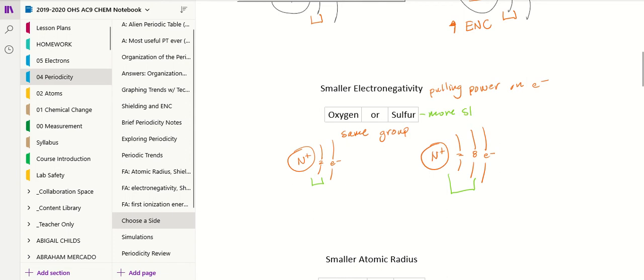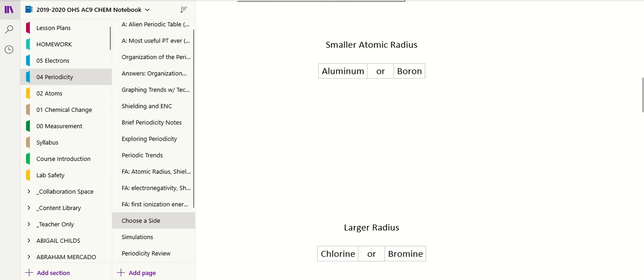So because it has more shielding, it has less ability to pull on electrons. It has less attraction to electrons because of the increased shielding. So here, the smaller electronegativity is indeed sulfur because it has more shielding than oxygen. Very good, all of you. Very good. All right, next one. Smaller atomic radius. Aluminum or boron? Go.